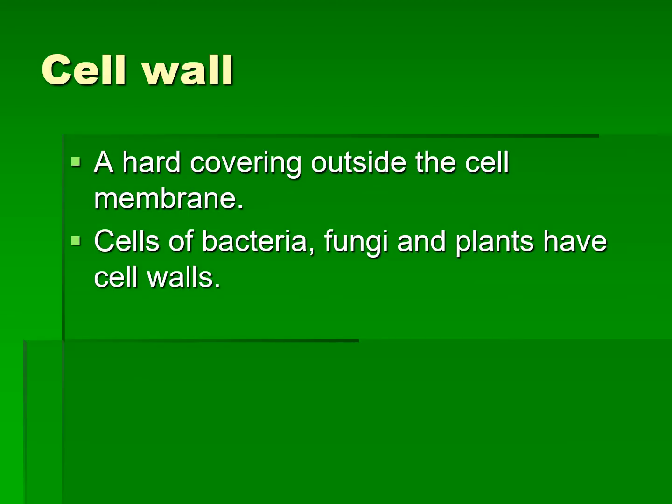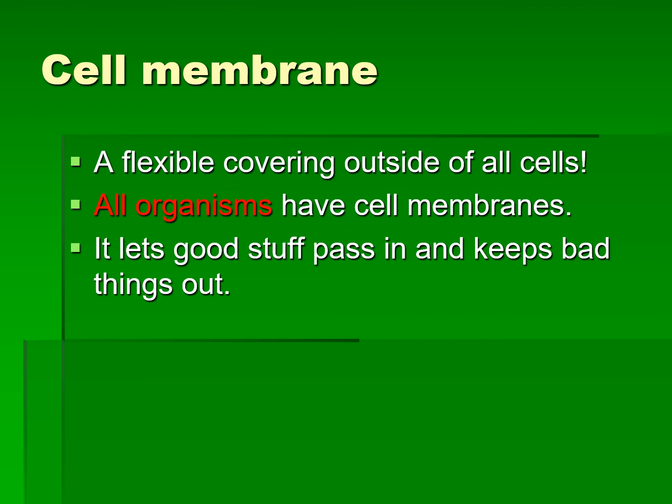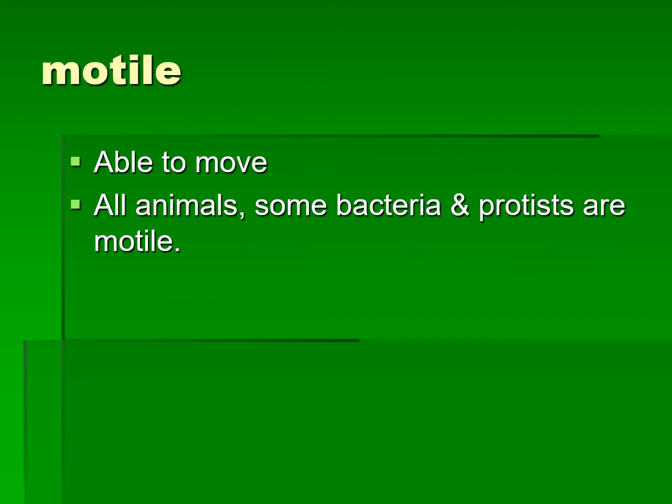We also want to look at things based on if they have a cell wall, which is the hard covering outside of the cell membrane. Remember, all living things have a cell membrane, so that doesn't help us classify things if everything has it. We know bacteria, fungi, and plants have cell walls. A cell membrane, remember, is on all cells, and all organisms have cell membranes. So this would be at the very top level of classification, right?